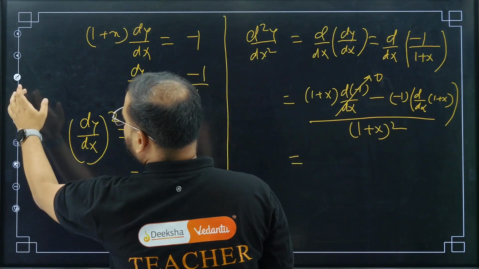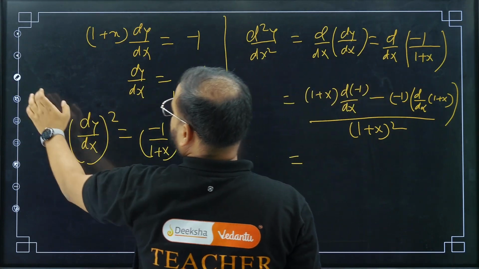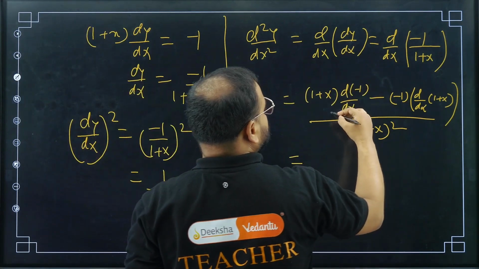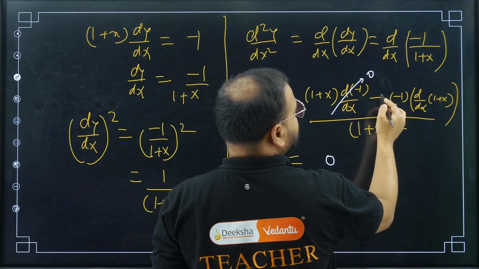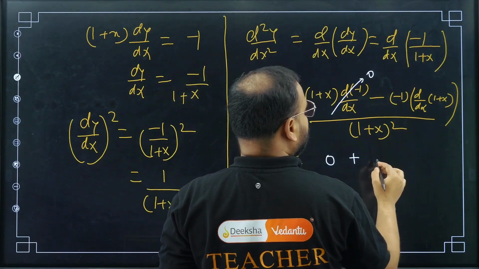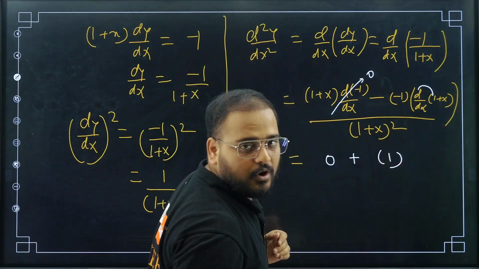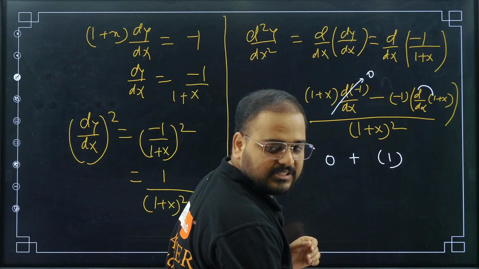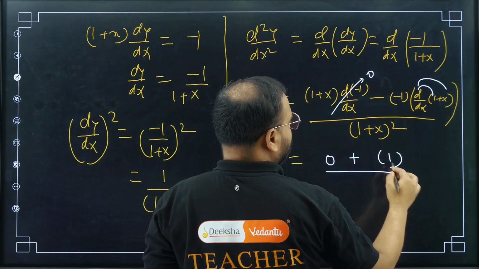Okay, not visible, sir. All right, let me change the ink color. This is 0, so this whole thing is 0, and minus of minus will become plus. What is this going to be? Simply 1. How, sir? The differentiation of 1 is 0 and the differentiation of x is 1. So this is 1. What is the denominator?